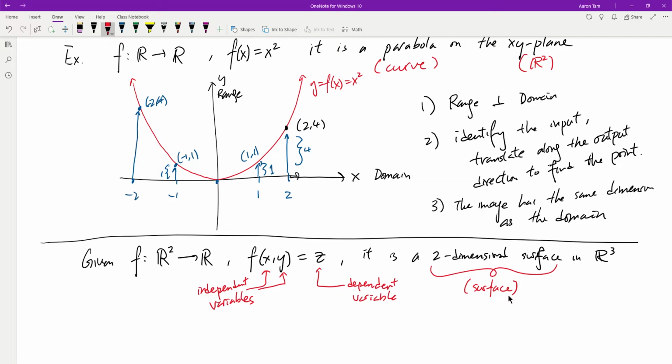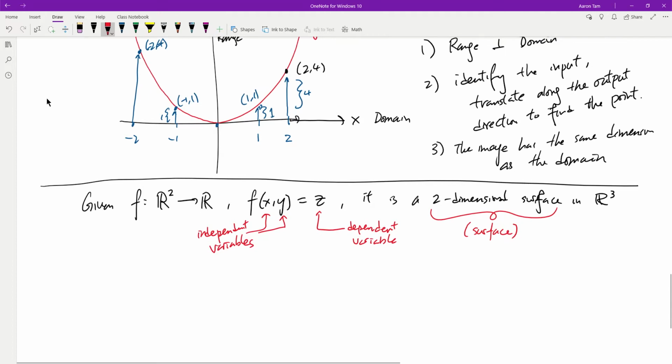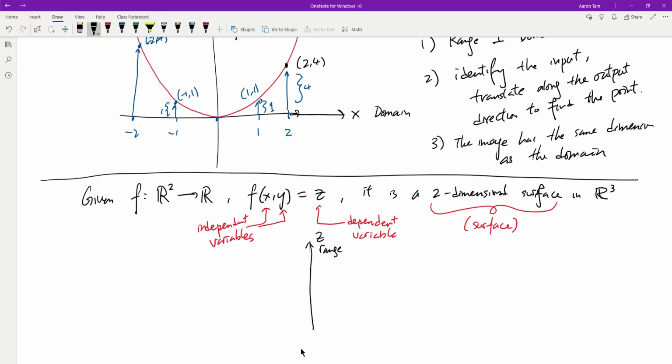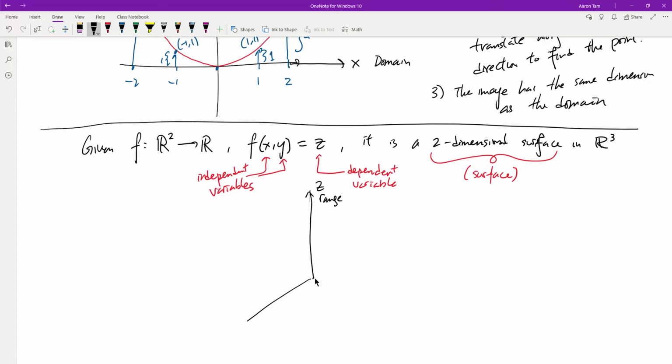So now let's try to follow what we learned. We're going to try to draw this graph following the rules that we noticed. Number one, the range has to be perpendicular to the domain. So in this case, we will form our graph this way. We will have our range, which is our z-axis, and our domain now is x and y, and therefore forms the xy plane.